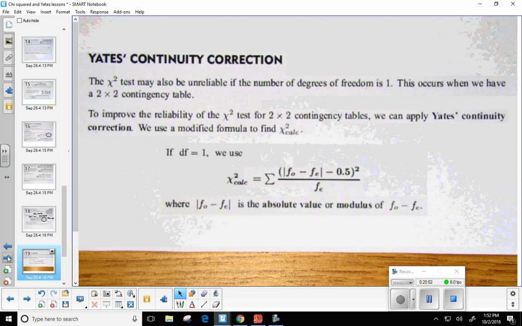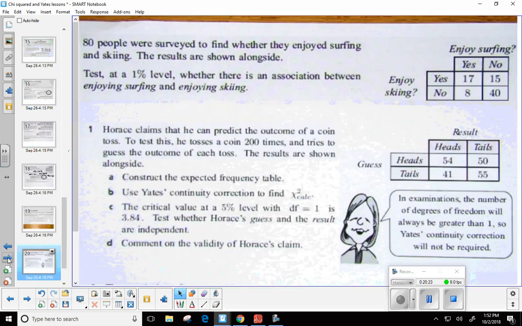So here we go. We take the summation. Now we're still taking the difference of the observed and the expected frequency values, but we take that in absolute value, we subtract 0.5, and we square that difference. And we still go ahead and divide by the expected frequency values. Okay, so let's go ahead, let's work one of these and see if we can get one done before the bell rings. We should be able to.